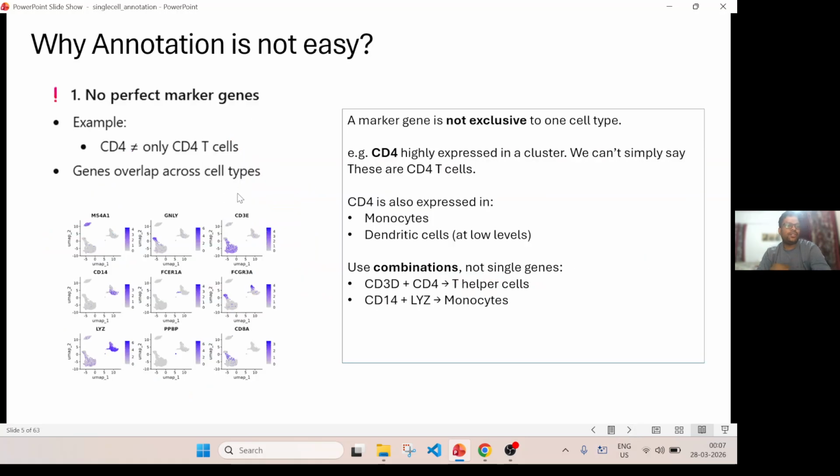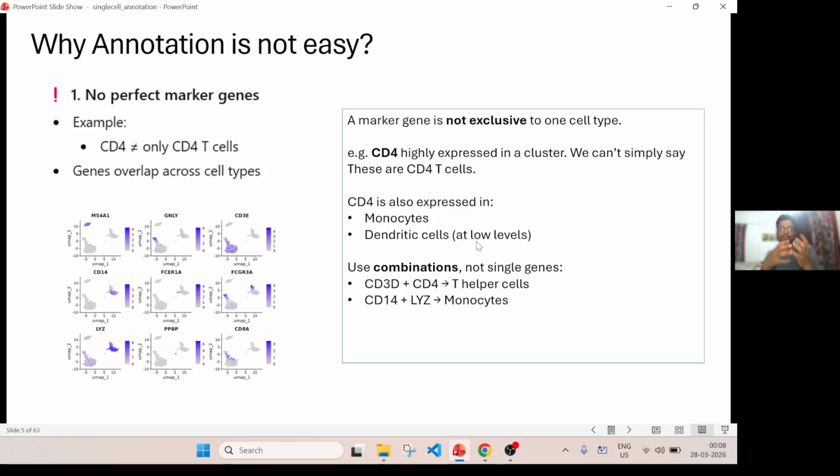But annotation is very challenging, it's not easy, and there are different reasons. One of the primary reasons is that there are no perfect marker genes. For example, let's say CD4 cells are there. You cannot say that if in a given cluster CD4 is expressed, that means it is a CD4 T cell. You cannot simply say one gene equals one cell type, because a marker gene is not exclusive to one cell type. CD4 is also expressed in other cell types, monocytes, dendritic cells, like that.